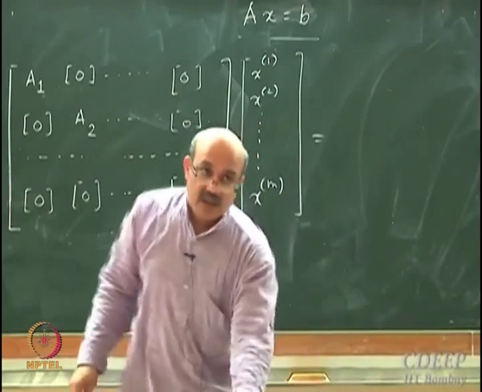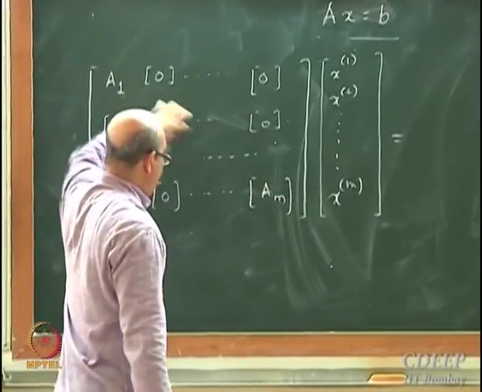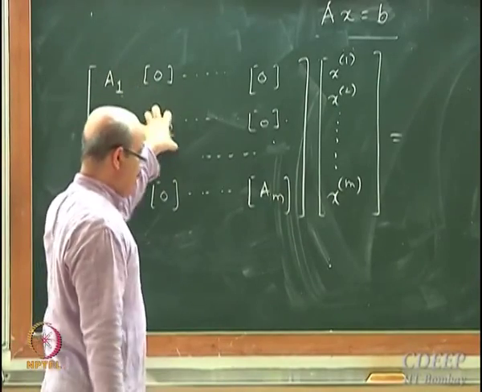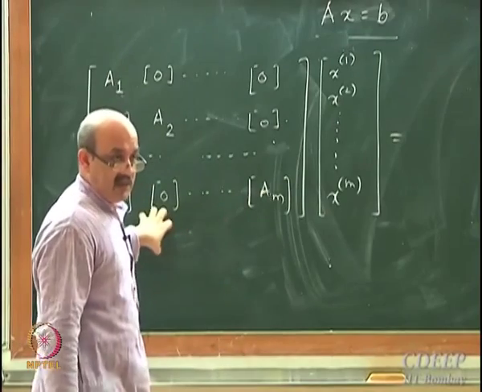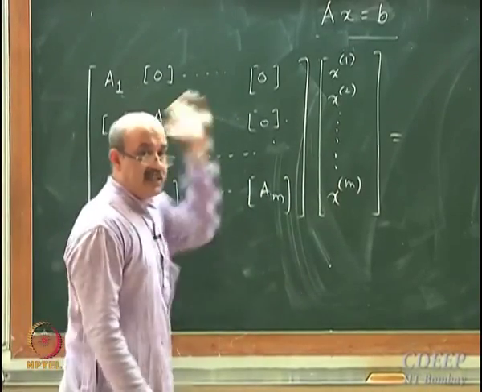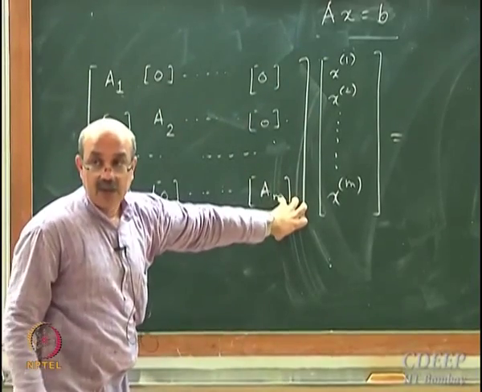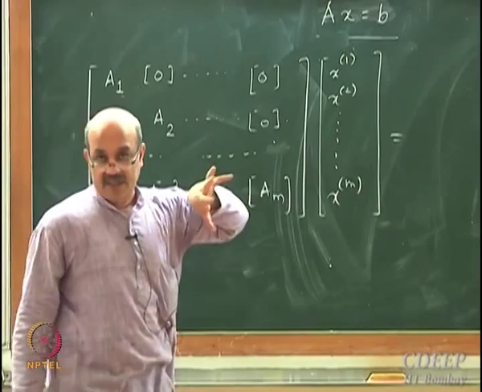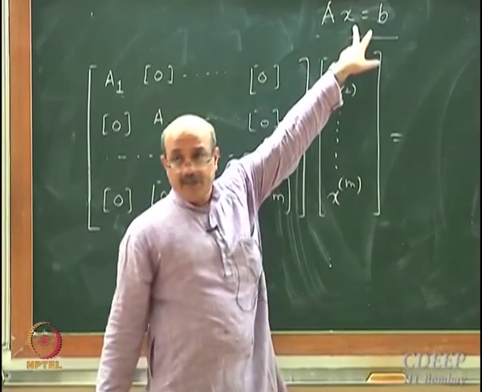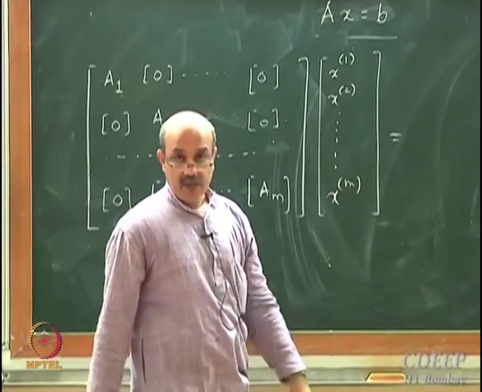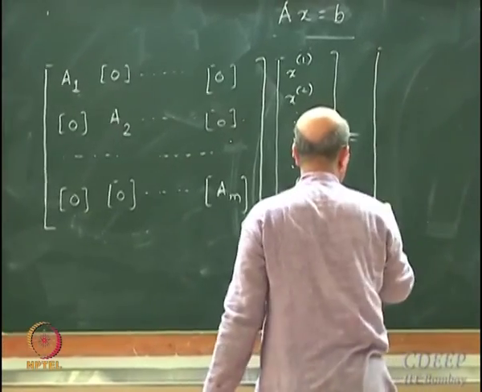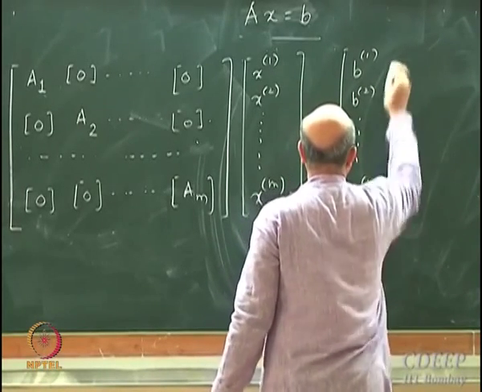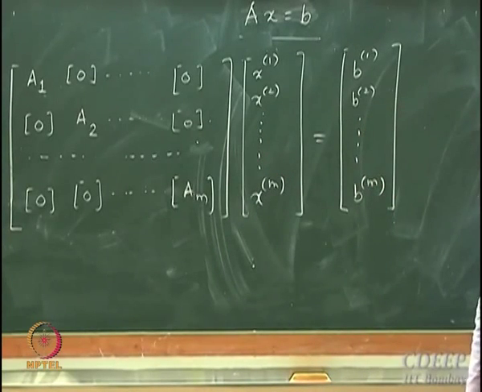So this is a sparse matrix because non-zero elements appear along these diagonals, and then here this is a dense matrix, but all these are zero matrices, null matrices. So this is a huge matrix filled with a large number of zeros. Only here on the diagonal you have some small sub-matrices which are dense. What I have done here, x, I have partitioned here. I will talk about this partitioning very soon. And even the b vector, I am partitioning into b1, b2, okay. Now, what are these partitions?